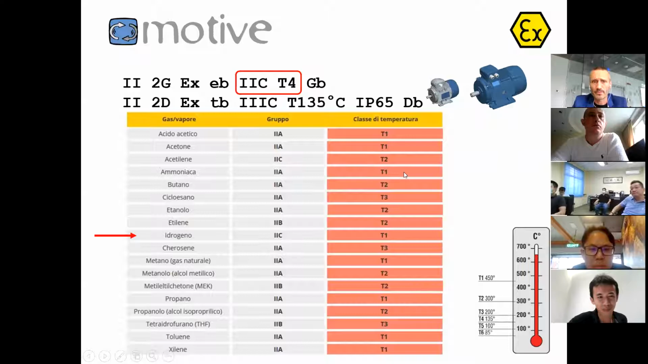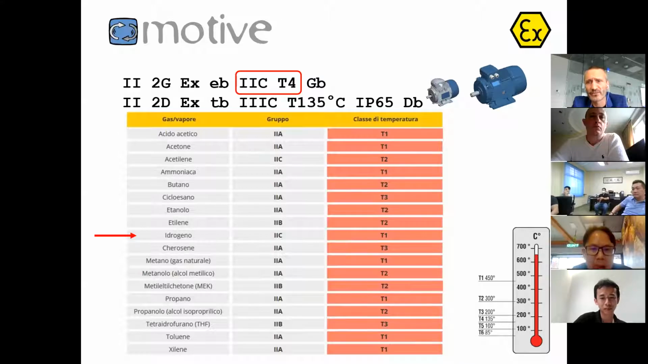And these are some examples of gases, how they've been classified. I'm sorry for them to be written in Italian, but you can understand, by the way, butano is butane, ethanol is ethanol, hydrogen is hydrogen, and so on. So hydrogen, for instance, is C risk, the highest risk.